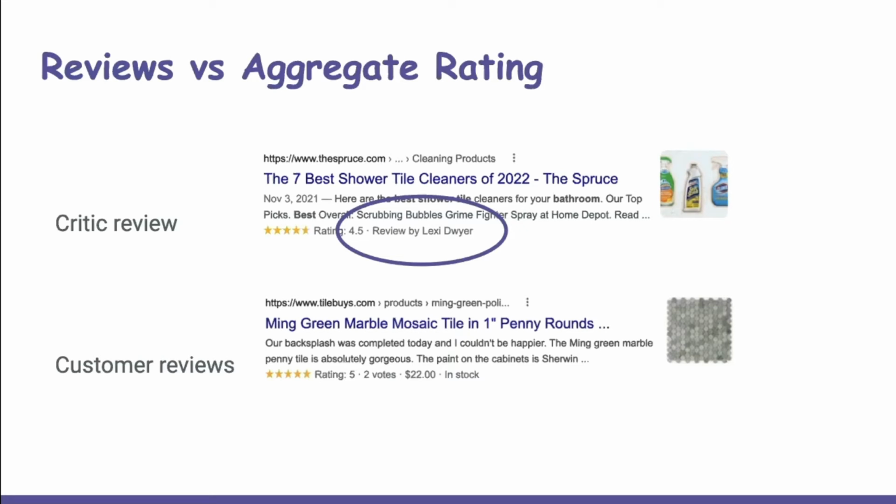So they write up a review on their website about your product, and they say it's 4.5 stars as shown in this result for the 7 best shower tile cleaners of 2022. That is a critic review. For product reviews, you should only use aggregate rating. The aggregate rating gathers all of the reviews for a particular product on your site, aggregates the ratings, and comes up with one final review rating. The risk of using the review field is that Google may show the reviewer's name and only show their rating instead of the aggregate of all of the reviews for that product.